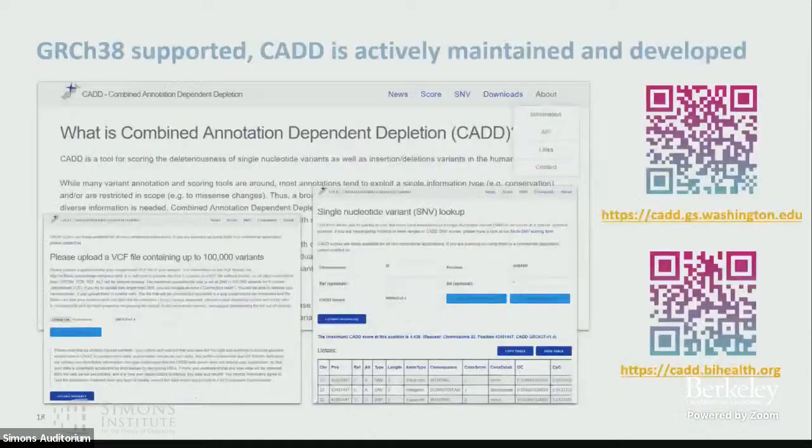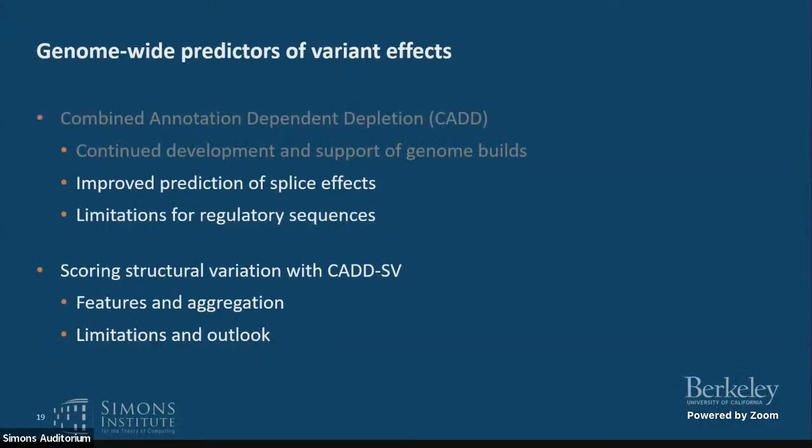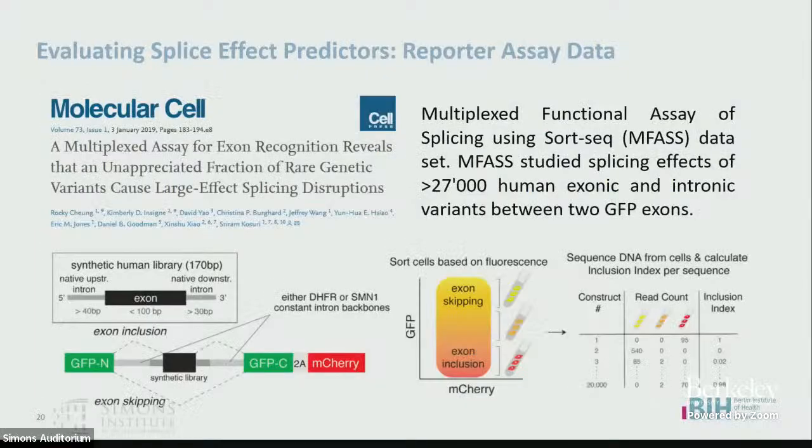So it has been popular, people have been using it, have been citing it, and we have tried to maintain it over the years. So we started supporting the new reference genome, put it on a new website, made tools, made offline scoring tools available. More recently, we've been trying to address specific limitations. So we've been looking into whether, for example, the splice annotations that we're integrating could be improved.